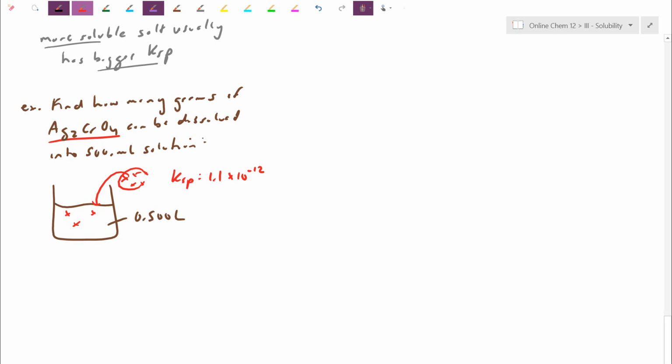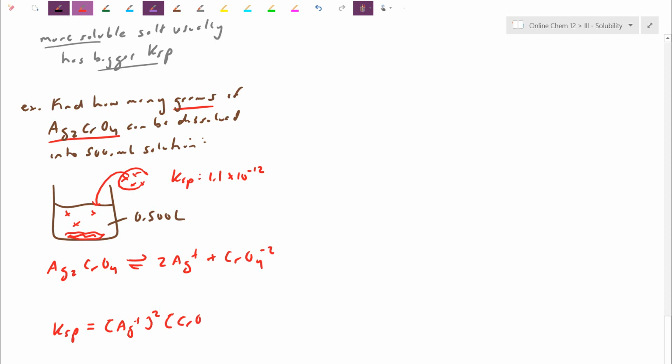In this case, I want to figure out how many grams I can actually dissolve. Again, they made mention of grams, so I'm thinking I'm going to need molar mass for this compound. When you know what the precipitate potentially is, I want you to write out those two expressions. I don't care what they're asking you. For Ag2CrO4, the equilibrium reaction will form 2 silver and 1 chromate, and I'm going to have the KSP. This is equal to the silver concentration squared times the chromate concentration. Regardless of the question, I had to write out those two things.